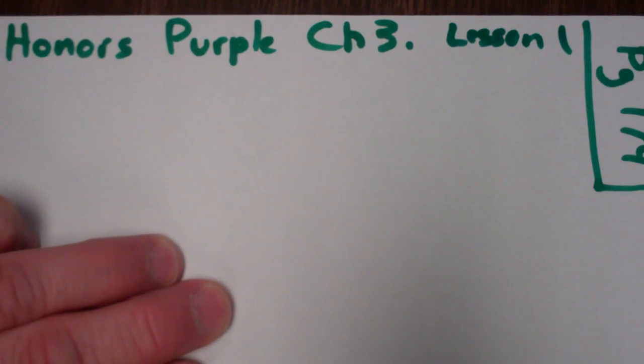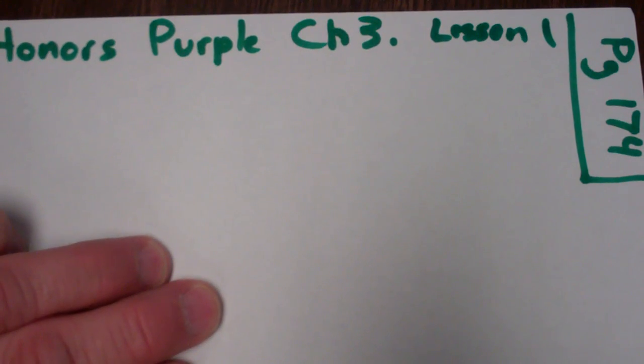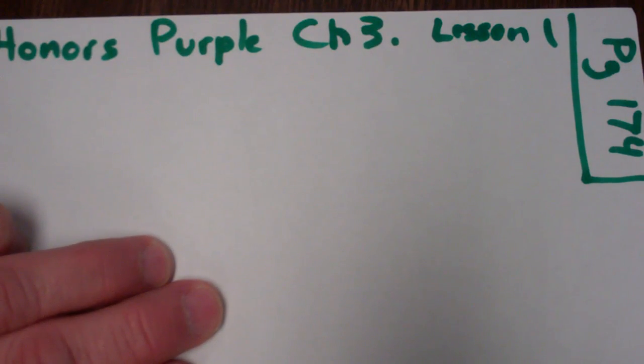Alright, this is from the Honors Purple book, Chapter 3. This is Lesson 1. I'm dealing with constant rate of change. I'll be doing the guided practice off page 174. Number 1 says, the amount of paint Y needed to paint a certain amount of chalk X is shown on the table. Is the relationship between the two quantities linear?